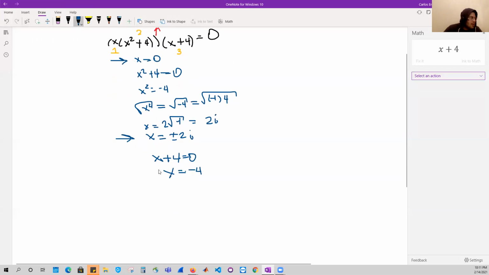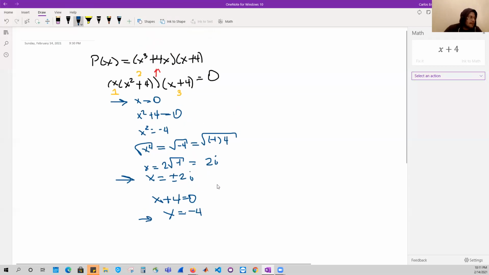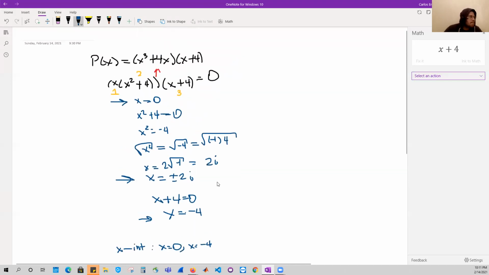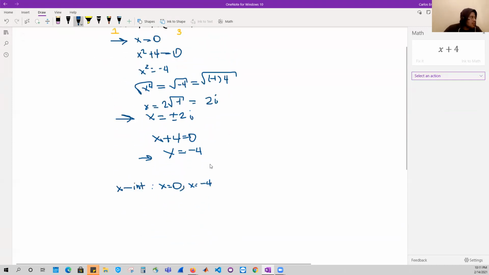So finally we have 1, 2, 3, 4 different roots, but out of them, we can only account for the x-intercepts of the polynomial: x equals 0 for the first term, and for the third term, x equals minus 4. So the x-intercepts, I'm just going to write it like this, are x equals 0 and x equals minus 4, because the other ones are on the complex plane and we cannot count them in. Okay, so that is the first one. Let's go to the second problem.